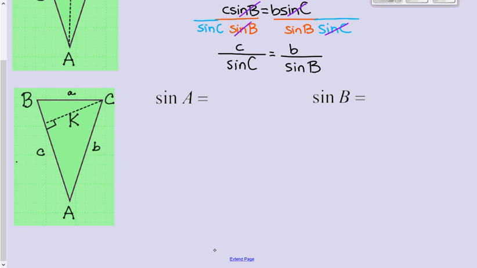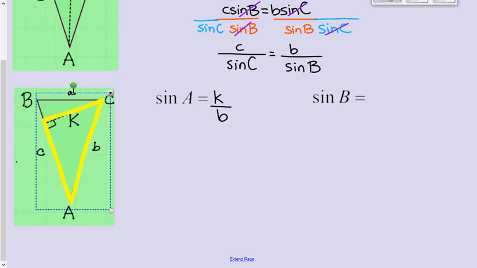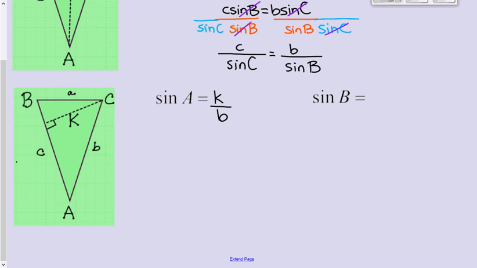So I'm going to do something very similar. Notice that the altitude breaks our triangle into two right triangles. So if I take the right triangle that's here, because it's a right triangle, I can use sine, cosine, and tangent relationships. And the sine of angle A would be its opposite over hypotenuse, which would be k over b. And I'm going to do something very similar using the other right triangle, the top one. And since that's a right triangle, I can find the sine of angle B by taking its opposite over hypotenuse, which would be k over a.